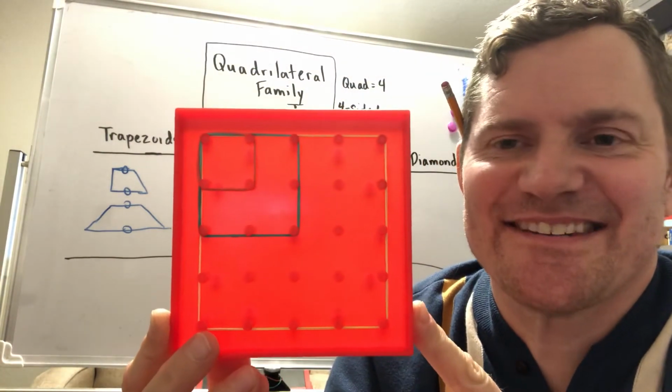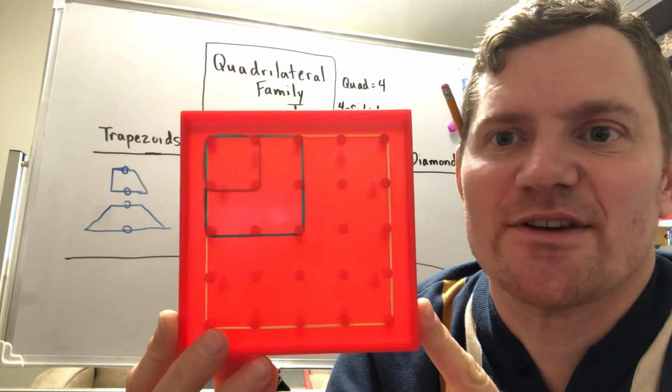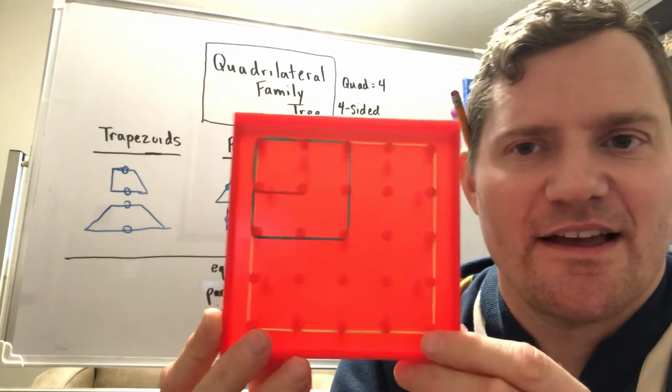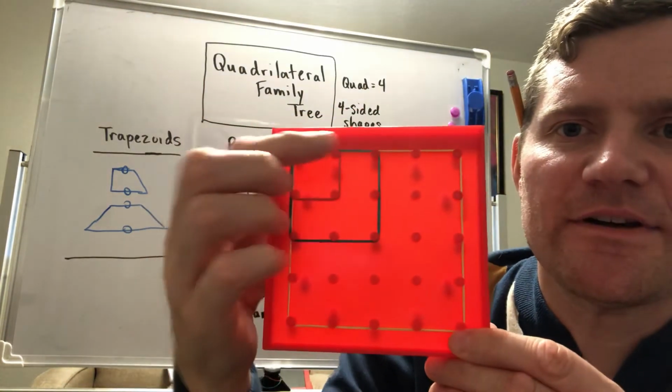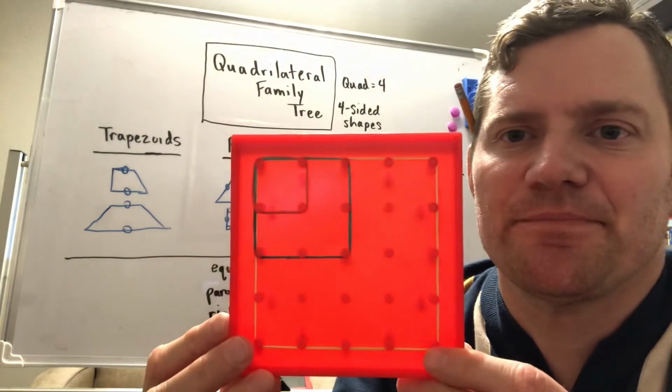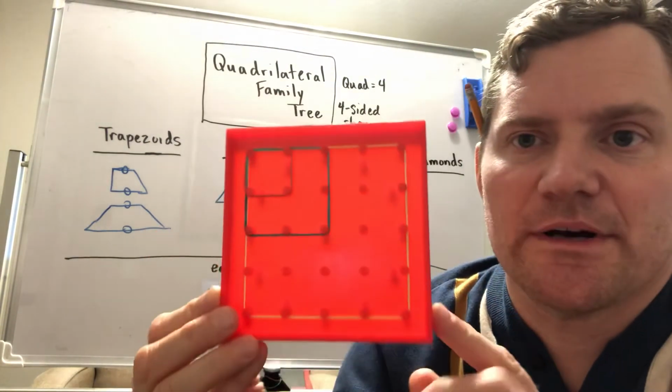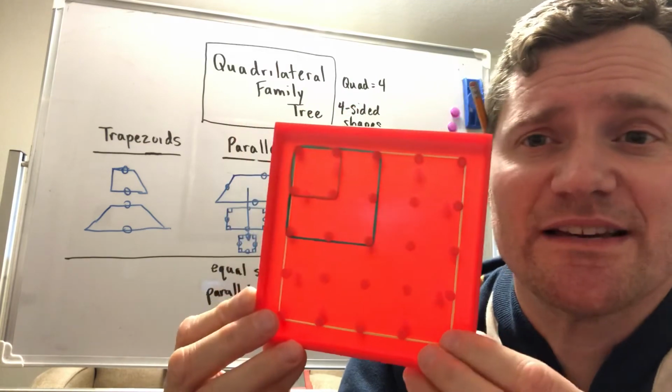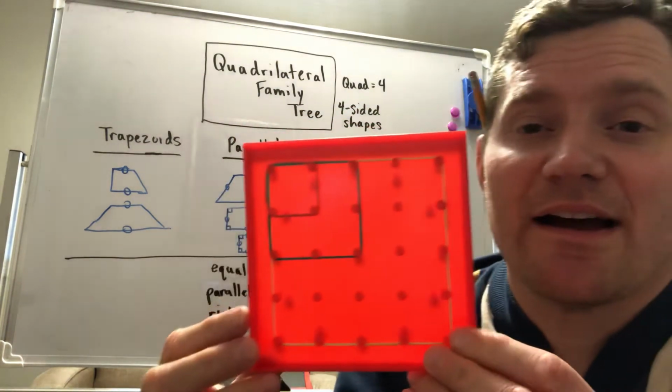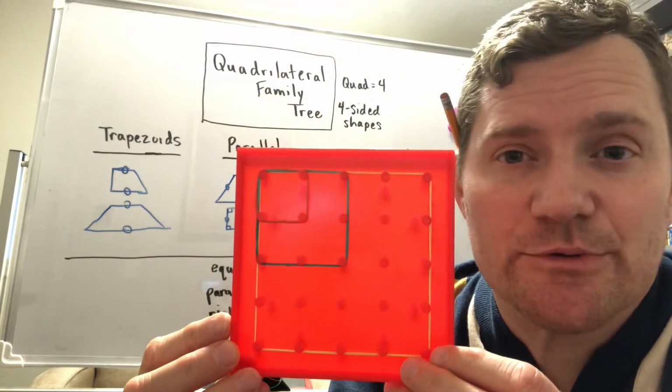All right, so you've got three different size squares. You've got a small red one, a slightly bigger green one, and then a big yellow one. All of them are squares because they're created by right angles and four equal sides.